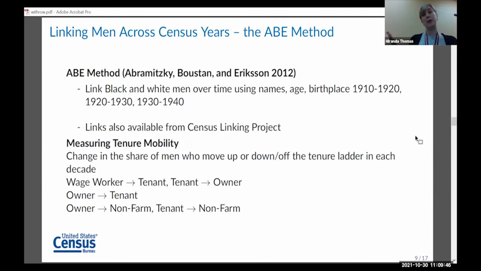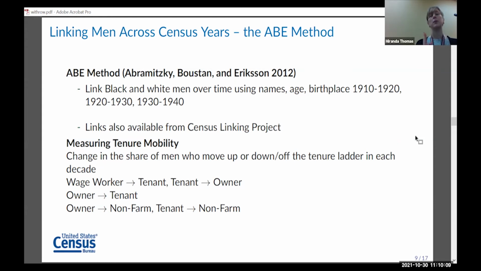So what does it mean to link men over time? Well, basically, I'm just following them from one census year to the next. And I do this using the ABE method created by Abramitsky, Stone, and Erickson. And I think what that means is I'm linking using names, ages, and places of birth. At the time I did this, I did the linking using the codes they provide, but now those links are also available from the Census Linking Project.